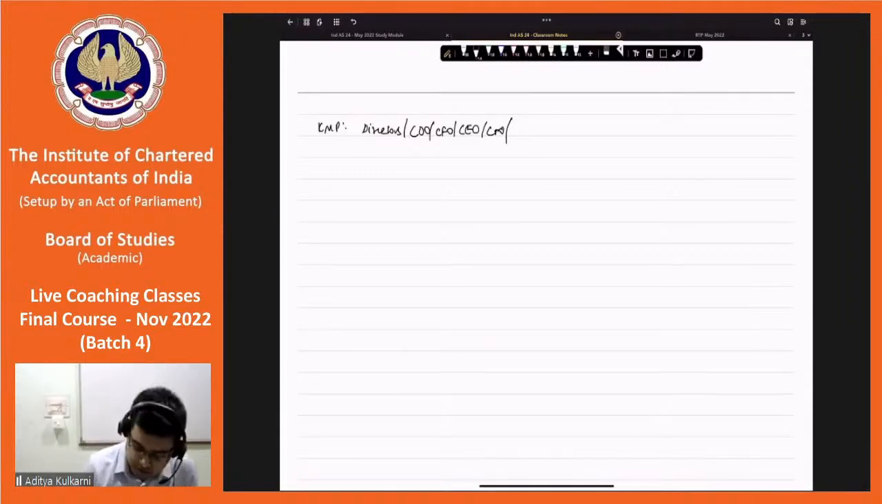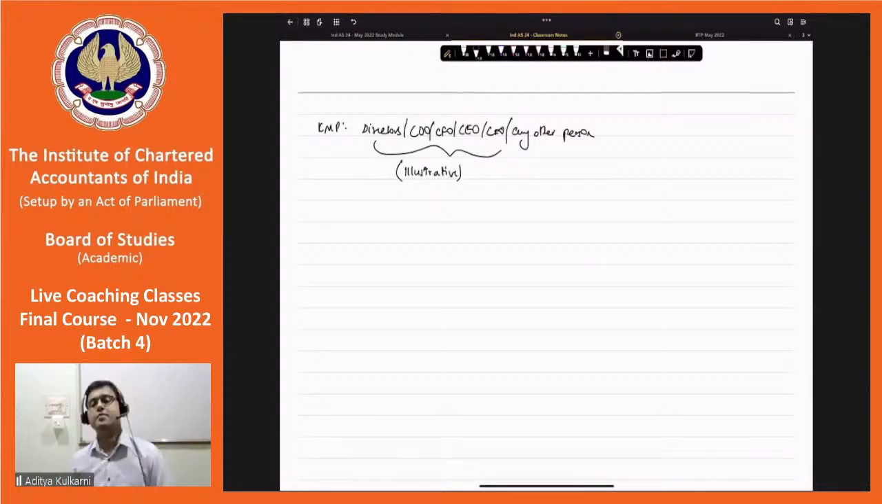And therefore, when I talk about KMP, it could also mean any other person. These designations are just what we call illustrative. Okay, so these are what you mean by key managerial personnel.